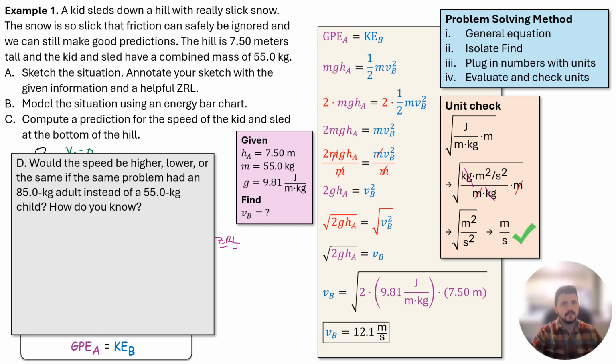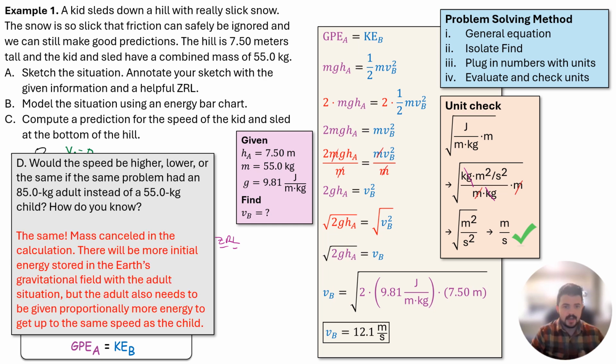Let's think about a physical reason why instead of just a mathematical reason why. So it is the same speed. How come? Mass cancels in the calculation. Or thinking physically, there will be more initial energy stored in the Earth's gravitational field with the adult situation as compared to the kid situation. But that adult also needs to be given proportionally more energy to get up to the same speed as the child. So yes, there's more energy in the situation with the adult, but you also need to give the adult more energy to get to the same speed. Those things happen in proportion, and so every person will have the same speed at the bottom of the hill.